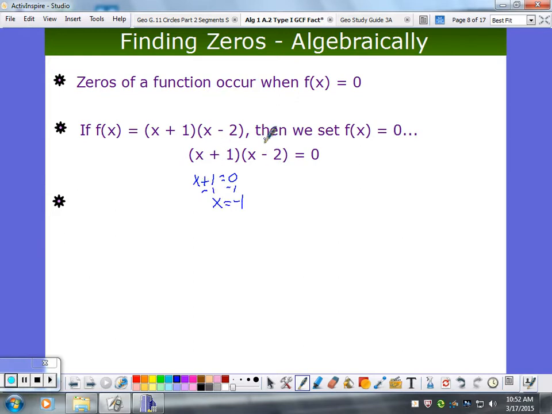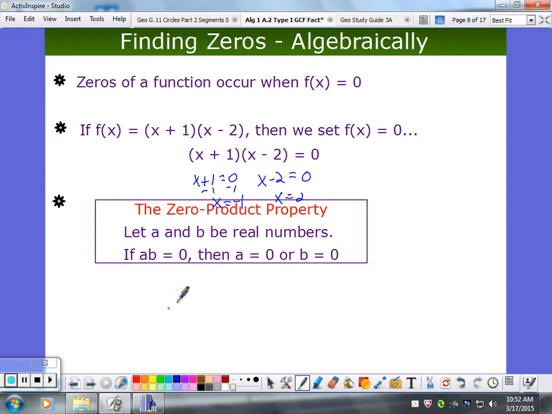Because anything times 0 is 0. I'm going to set this equal to 0. I know how to solve that, right? Add 2 to both sides. Look, you get the same thing. We are using what's called the zero product property. And I believe this is on your paper here someplace. Yeah, it's in the middle of the box.